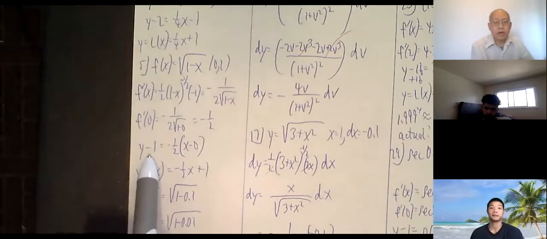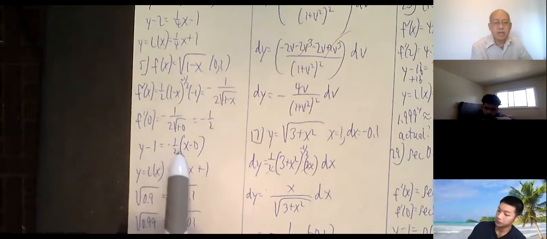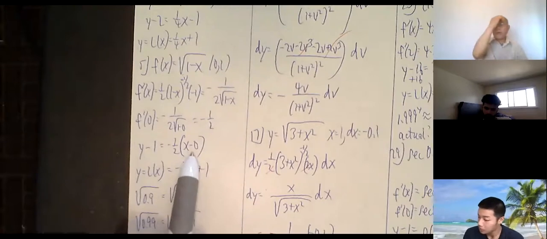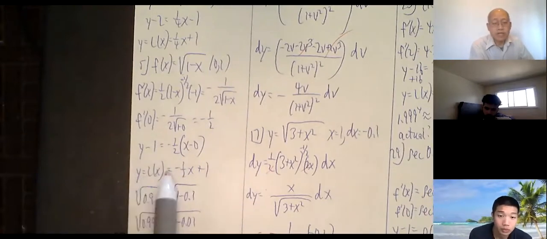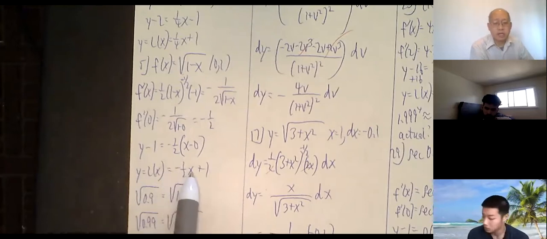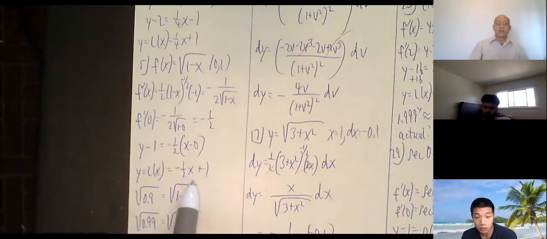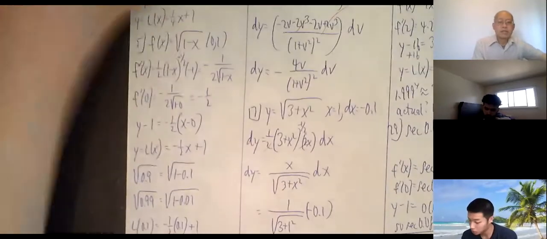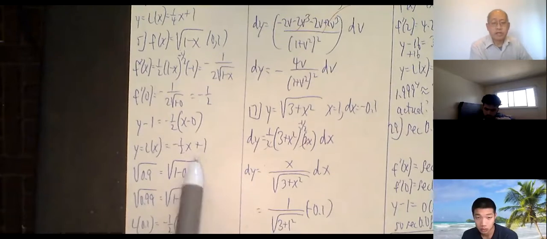So y minus y1 equals m, negative 1/2 times (x minus 0). Write it as a function, that's easy, just add 1. So y equals L of x is negative 1/2 x plus 1. Now the rest of the problem. They say approximate the square root of 0.9 and the square root of 0.99 by using the linearization, the linear function.